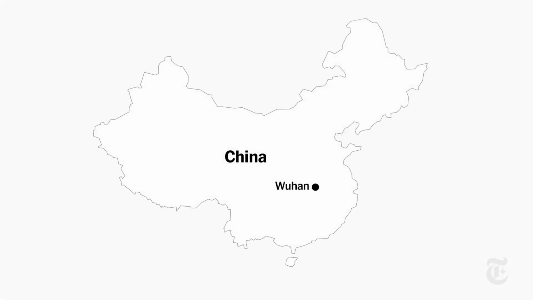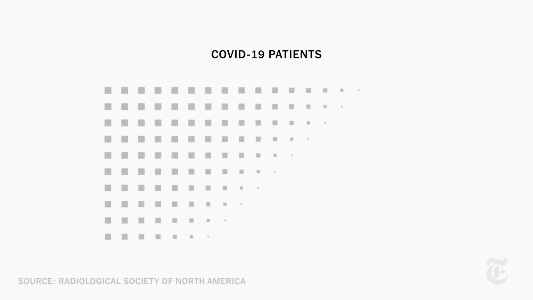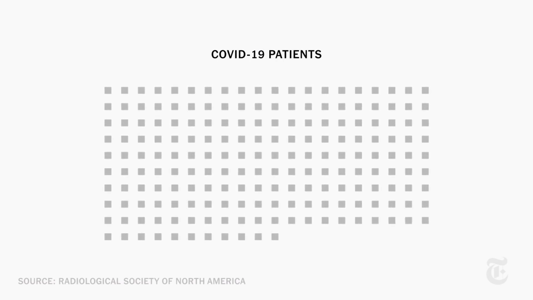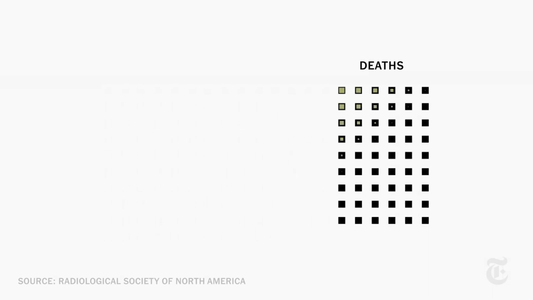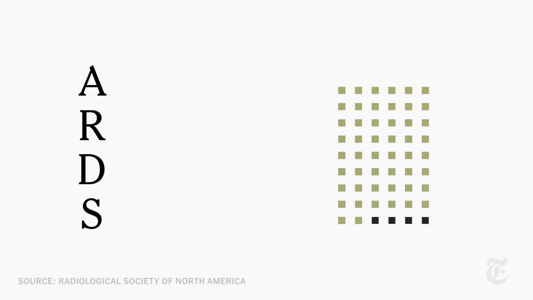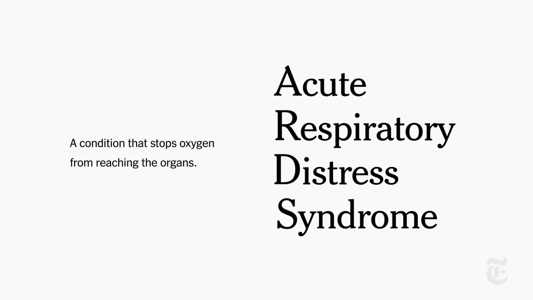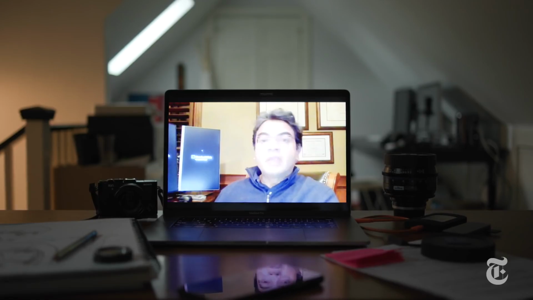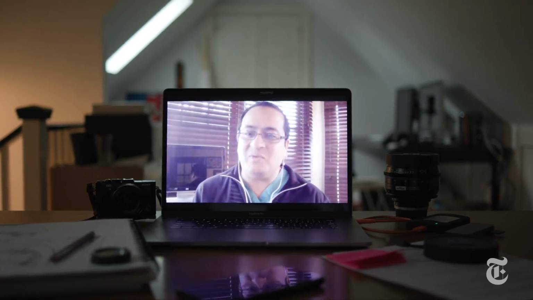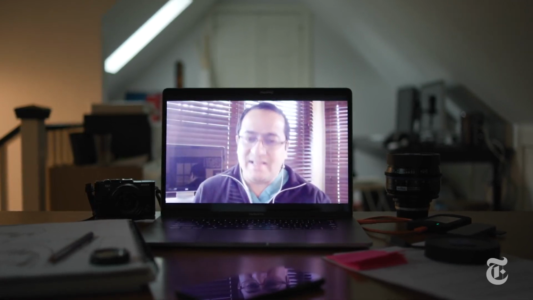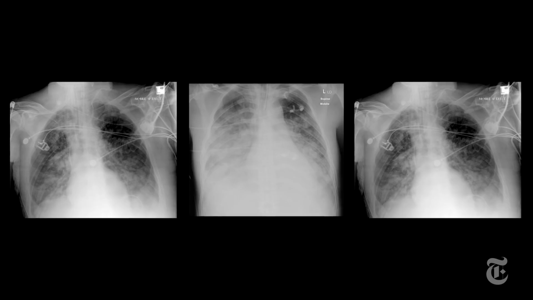We'll start in China. 191 confirmed COVID-19 patients were in a hospital in Wuhan. 54 died. Of those 54, 50 had a condition known as ARDS. Acute respiratory distress syndrome is a condition that stops oxygen from reaching the organs. You have air hunger. It means that they can't breathe. There's a very strong correlation between the people who develop ARDS and the people who die.